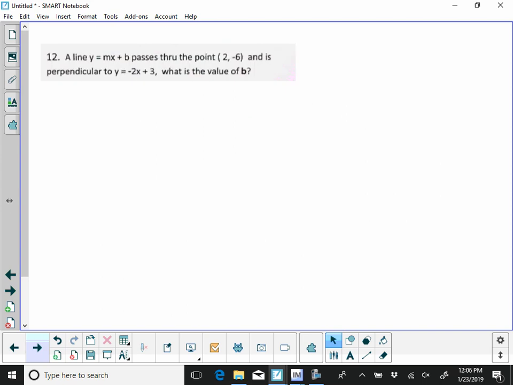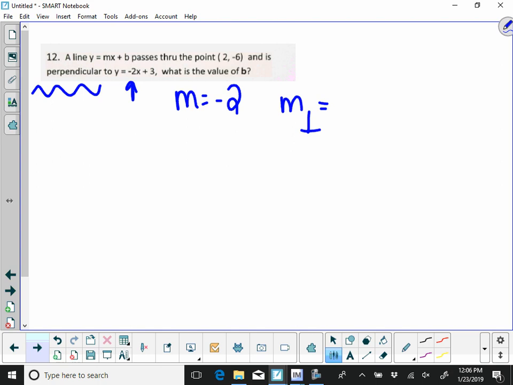Okay, and now we go to our parallel perpendicular problems. Those are the last few that we did in class in your notes. And they seem to be a little bit more difficult for you than the previous ones I just did. So we're going to talk about what we know. Okay, the first thing is it's already in slope-intercept form. So right now our slope is negative 2. Perpendicular means we flip it. So the perpendicular slope, we're going to flip it and change its sign. So our perpendicular slope is 1/2.